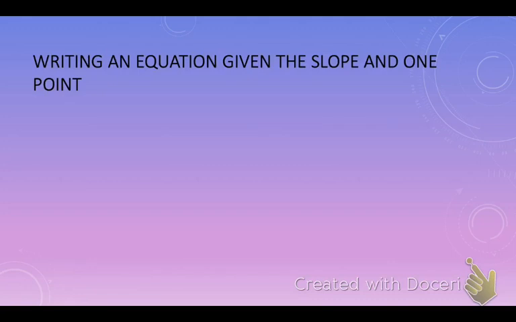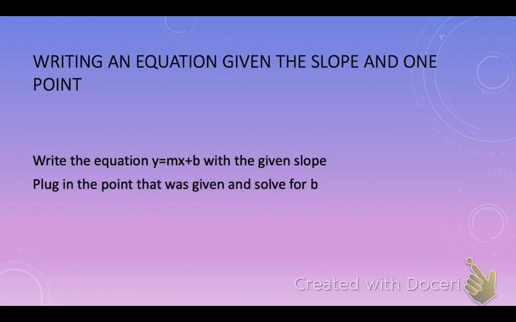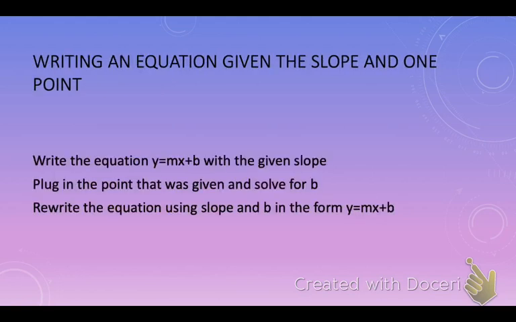Okay, there's a couple more ways to write an equation of the line. So we're going to write an equation given the slope and 1 point. So write down all these notes, and then I'm going to give you an example of how to do this. Oops, sorry. So you're going to write the equation with the given slope. You're going to plug in a point that was given, solve for b. I'll go over this in a minute, so go ahead and write it down. If you need to pause the video, pause the video.